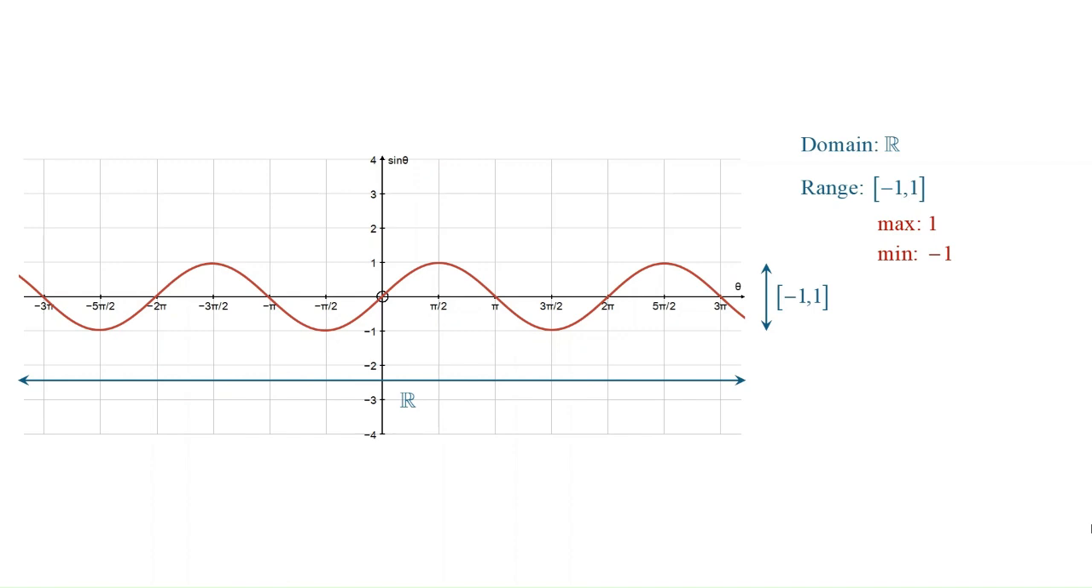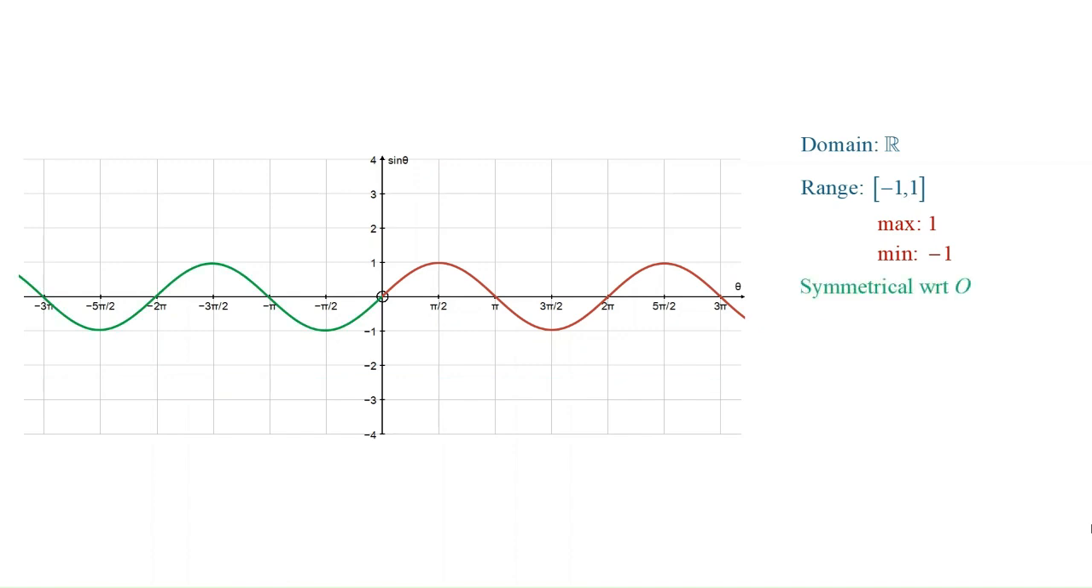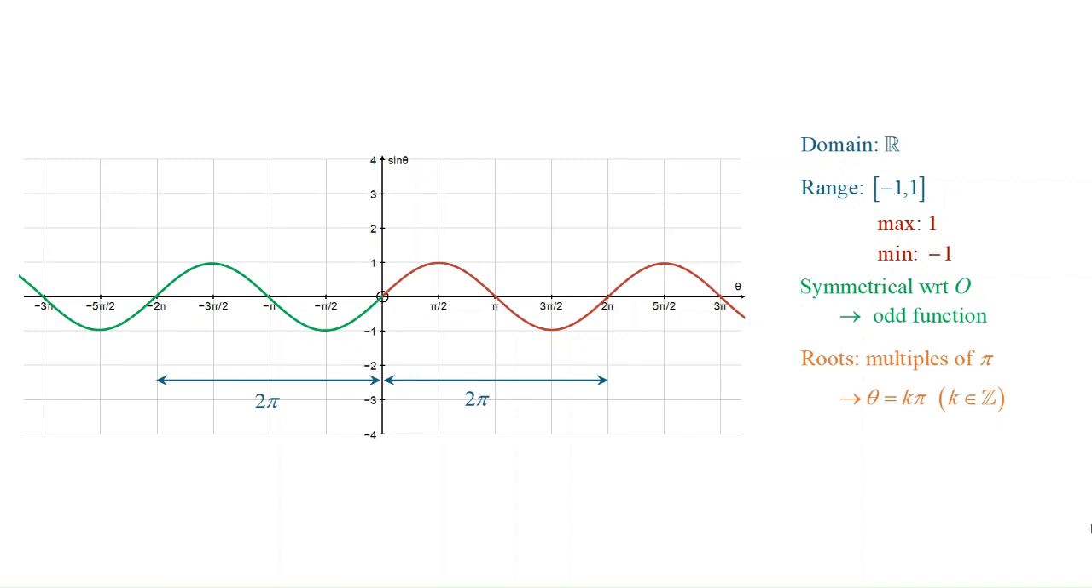We also notice that the curve is symmetrical with respect to the origin, then it is an odd function. As for the roots of the function, we notice that they all lie on multiples of pi, thus for theta equal to k pi, where k is an integer. The function repeats every interval of length 2 pi due to the period of the function being 2 pi. And notice the distance between the minimum and maximum points and the x-axis is 1 unit. That is referred to as the amplitude of the function.